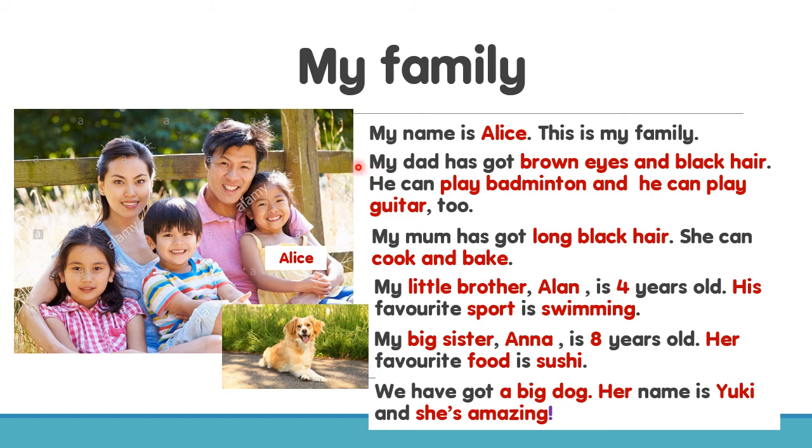Then you need to describe your own dad and write what he can do. After that, describe your mother and write what she can do. Next, write about your brother or sister if you have any. If you don't have any brother or sister, you may skip this part. Lastly, write about your pet if you have any. If you don't have any pet, then just skip this part. It is easy, right? Yes, very good.